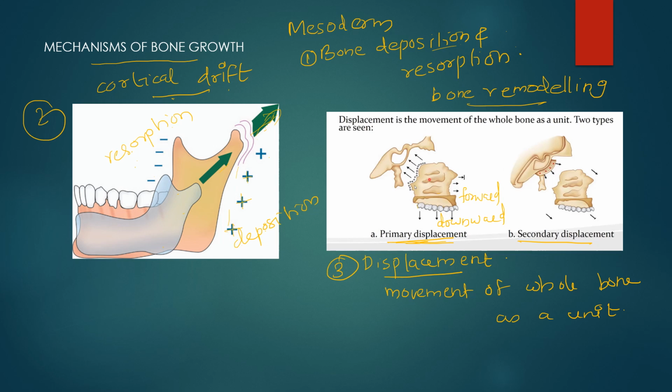In case of secondary displacement, a bone gets displaced as a result of growth of the adjacent bone. Due to the growth of the adjacent bone, a bone gets displaced. This is called a secondary displacement. We can take the maxilla as an example. Here, the maxilla gets displaced in the forward and downward direction due to the growth of the cranial base. Growth of the cranial base causes displacement of the maxilla in a forward and downward direction. This is called a secondary displacement. And here, the maxilla gets displaced forward and downward due to its own growth. This is called a primary displacement.